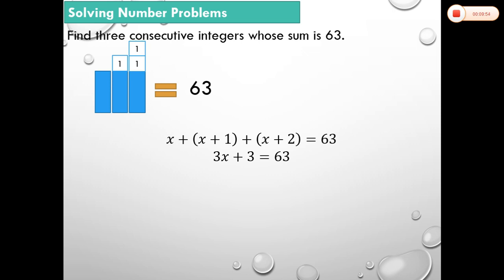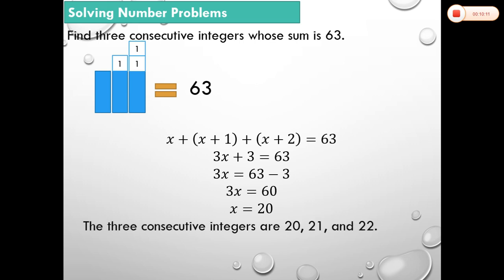Then 3x plus 3 is equal to 63. 3x is equal to 63 minus 3. 3x is equal to 60, dividing both sides by 3 gives x is equal to 20. Therefore, the three consecutive integers are 20, 21, and 22.